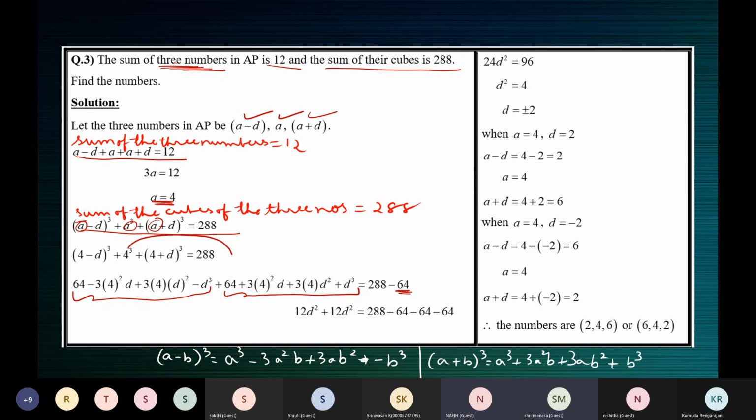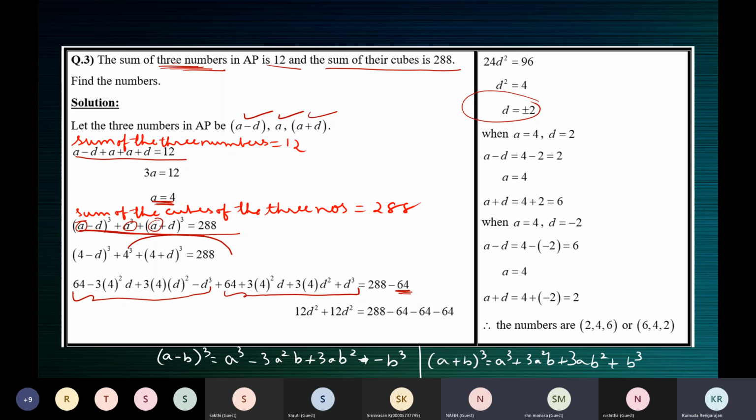Anyways, this equation has A and D. We know the value of A, so we can find the value of D. And the value of D is plus or minus 2. So that means now both can be accepted, right? The common difference can be positive or negative. So we have two cases.